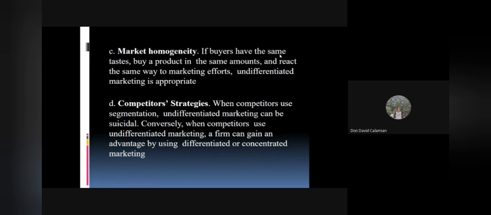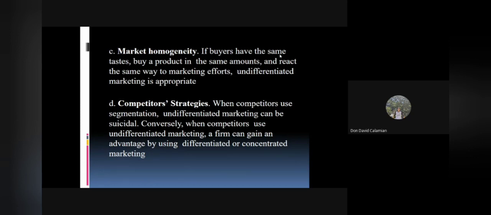Next is ang competitor strategies. So when competitors use segmentation, undifferentiated marketing can be suicidal. Conversely, when the competitors use undifferentiated marketing, a firm can gain an advantage by using differentiated or concentrated marketing. So there you have to choose a market coverage strategy that tactically outperforms your competitor. So example ani niya is mag-observe ka sa imong mga competitors kung unsay product, then ikaw nga naka-observe, mo kusog sa inyong location, so makuha nimo tong advantage, mag-concentrate na lang ka atong product, then dili na ka magpalit atong mga uban nga dili mahalin kay naka-observe naman ka sa imong competitors.